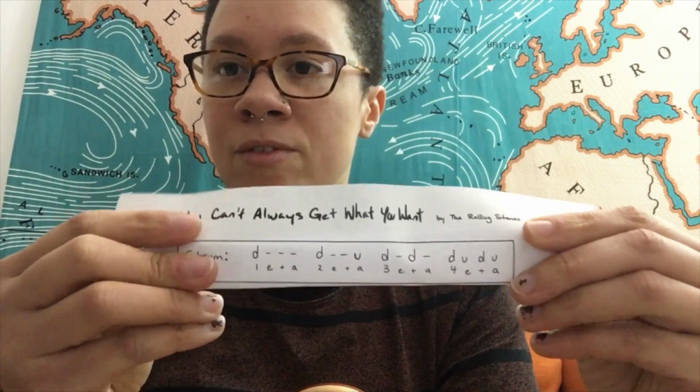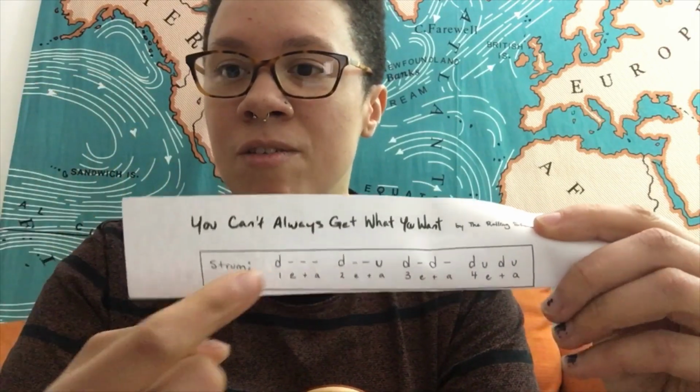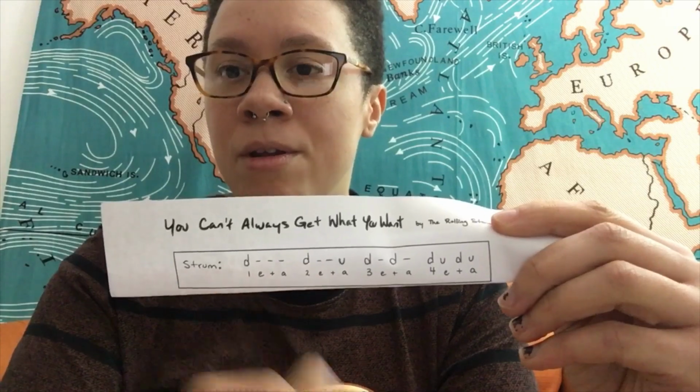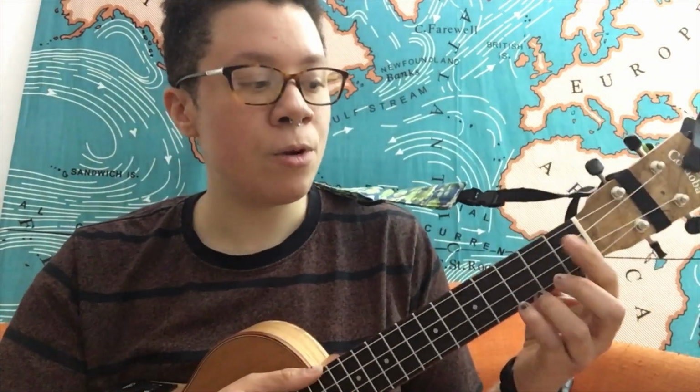So all together, you've got this combination of different rhythmic divisions. 1, 2, a, 3 and 4 E and a, 1, 2, a, 3 and 4 E and a.